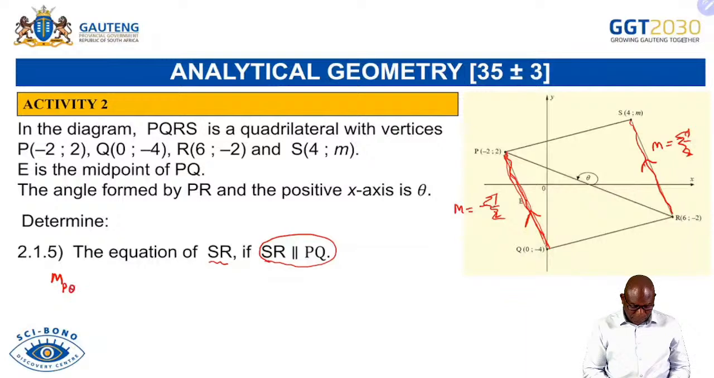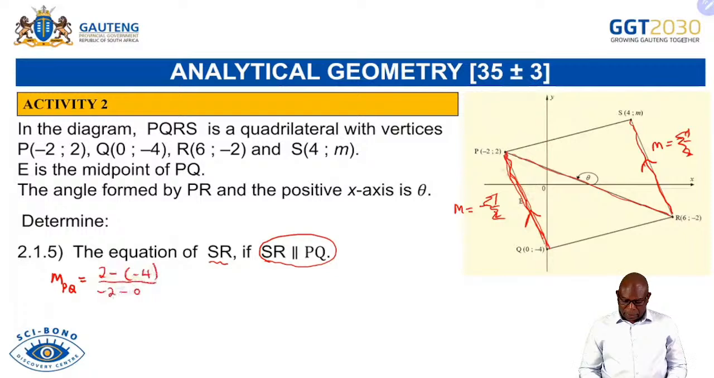So the gradient of PQ, the one that we are having is this one. How do I get the gradient of PQ? The gradient of PQ will be 2 minus negative 4, all over negative 2 minus 0. That is the gradient of PQ. If I use my calculator, I'll get negative 3. So the gradient of that line will be negative 3, which means that the gradient of that line will also be negative 3 because they have the same gradient. So if they've got the same gradient, therefore they are parallel.